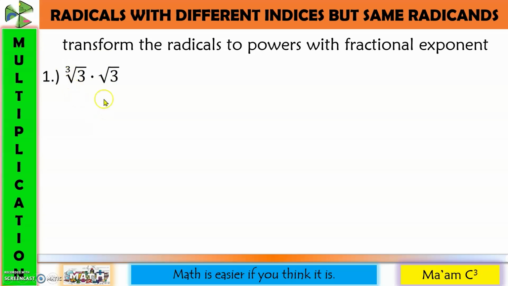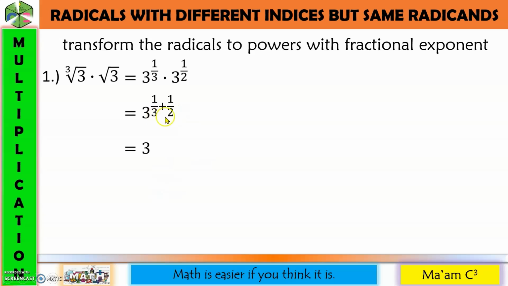Cube root of 3 is 3 raised to 1/3. Square root of 3 is 3 raised to 1/2. Laws of exponents: when you have the same base, you copy the base and then you add the exponents. Since the denominators are not the same, we have to determine the LCD.